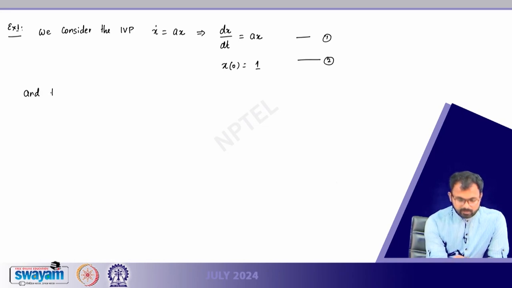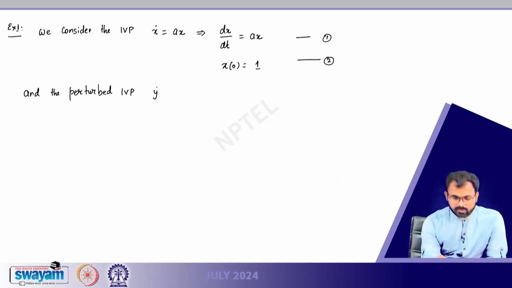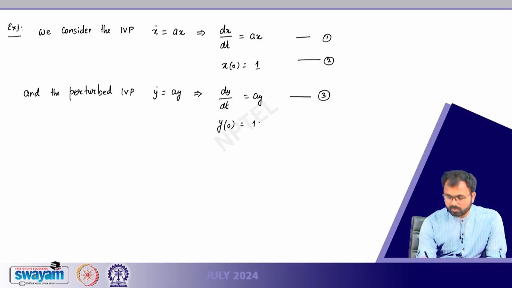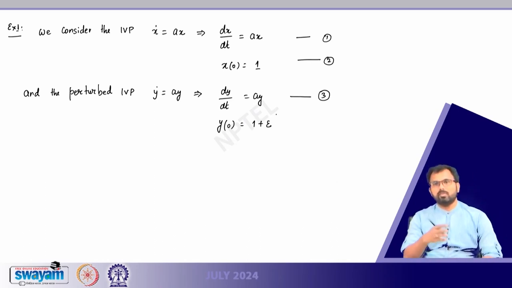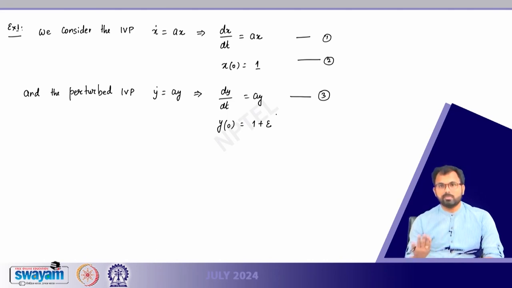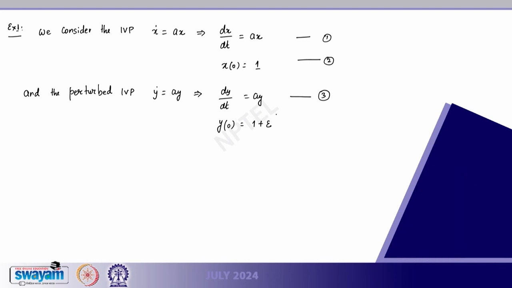And the perturbed initial value problem: y dot equals a y, basically dy/dt equals a y. This is equation number 3, and we perturb the initial condition, y at 0, as 1 plus epsilon. The problem is valid for t greater than 0. At t equals 0 we have x(0) as 1, whereas the initial condition is 1 plus epsilon. Epsilon can be any arbitrary small number, and for the time being we are not perturbing the right hand side. We keep it as it is, the same expression, whereas the initial condition has been changed. So then what will happen?